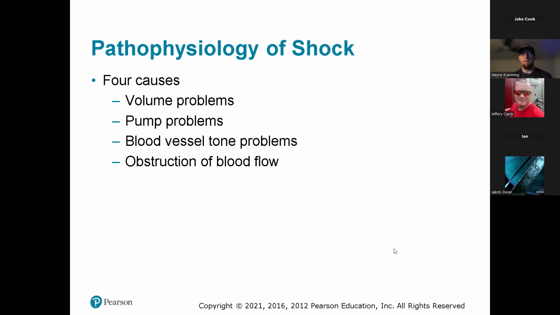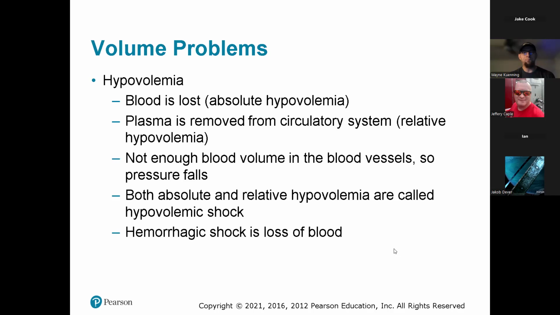Pathophysiology of shock. There's 4 types of shock that they're identifying right now: volume problems, pump problems, blood vessel tone problems, and obstruction. So we've got hypovolemic shock, cardiogenic shock, and then distributive shock, and then obstructive shock, as sometimes how those are referenced from top to bottom. Hypovolemia, blood is lost. Absolute hypovolemia, plasma is removed from the circulatory system.